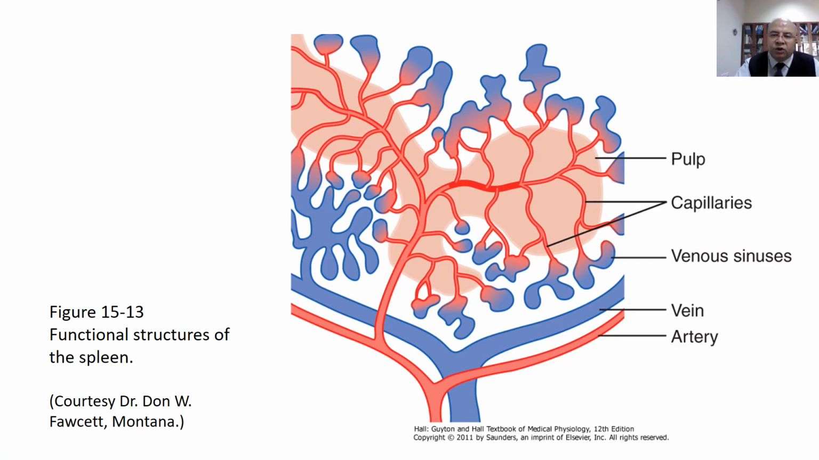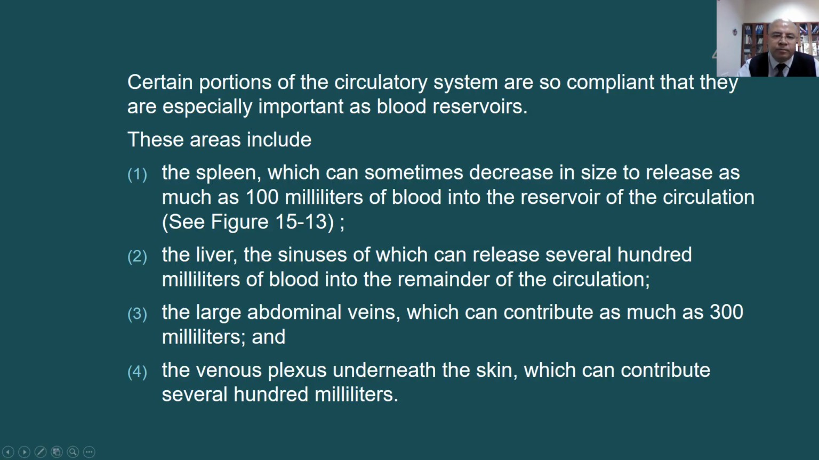So you can see the structure of the spleen here, the red pulp you can see here. So all old erythrocytes are removed from the blood circulation by the spleen. The second organ providing extra blood is the liver, the sinuses of which can release several hundred milliliters of blood into the remainder of the circulation, and the other one is the large abdominal veins, which can contribute as much as 300 milliliters of blood, and finally the venous plexus under the skin, which can contribute several hundred milliliters when it is needed.